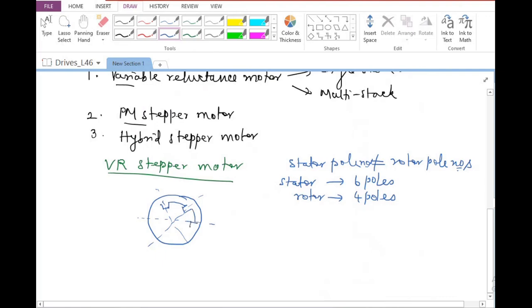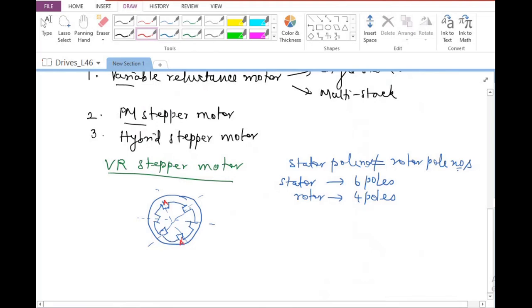Then let's say there is 1 more pole here, then 1 more pole here, and 1 more pole here, and 1 pole here. So all of them will be of the same size, although I have not shown it that way, but this is how it is going to be. So let me call these 2 poles as A and A dash.